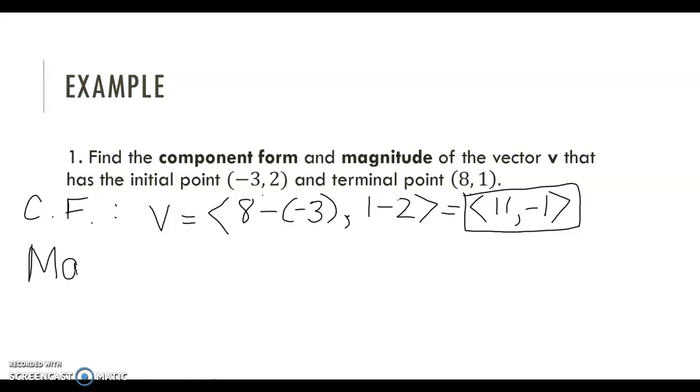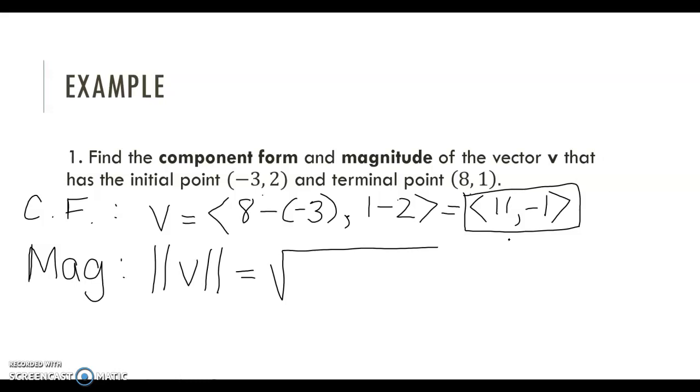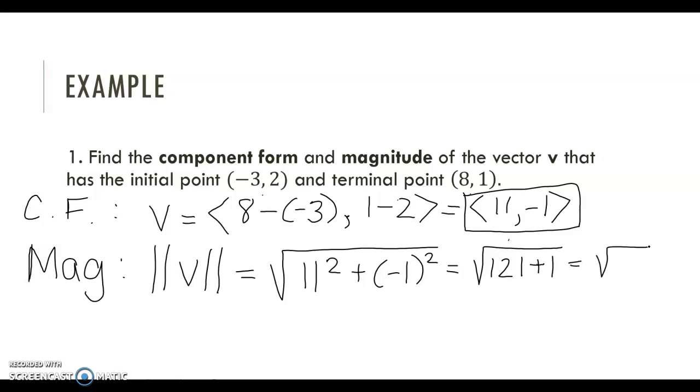Let's also look at magnitude. This is the notation for magnitude. So we're looking at the magnitude of vector v. We're going to take the square root. Since I already have the component form, it's really easy to find this magnitude. 11 squared plus negative 1 squared. So I get 121 plus 1, square root of 122 would be my final answer there. Do not make this a decimal. If your radical does simplify, simplify it. Square root of 122 does not, so I'm just going to leave it just like that.